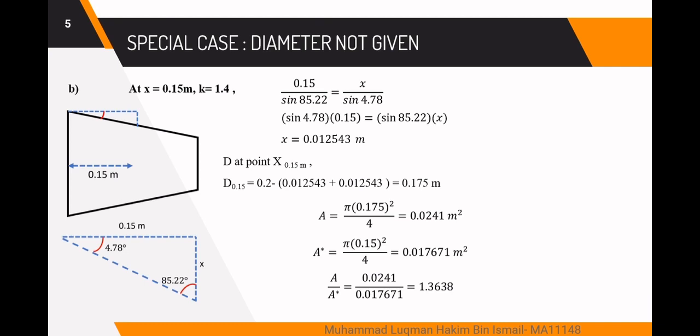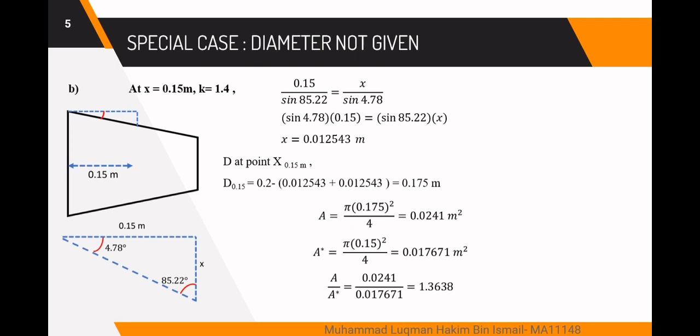Next, there is a special case where the diameter is not given. We need to find the diameter at the desired point, which in this case is the point x equal to 0.5 meter. So how to do it? We use a trigonometry ratio, using the formula sine to get the value of x, which is the opposite side, and then we get value x equal to 0.012543 meter.